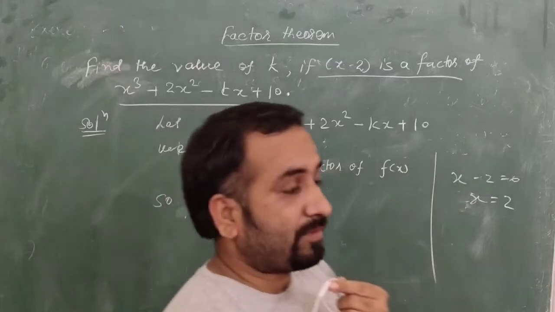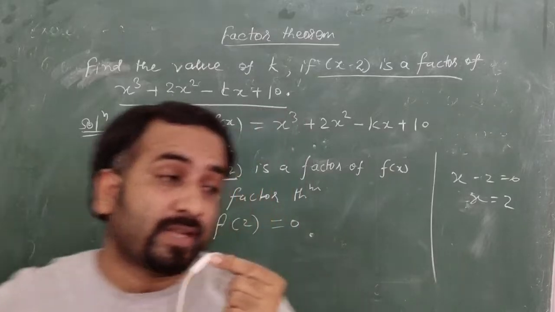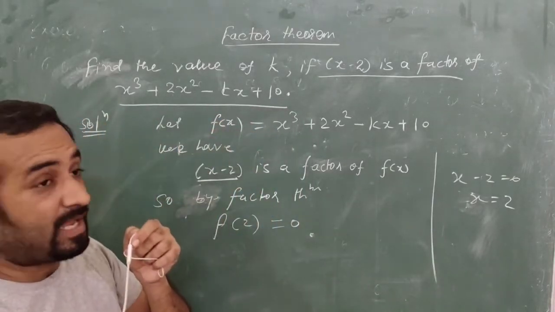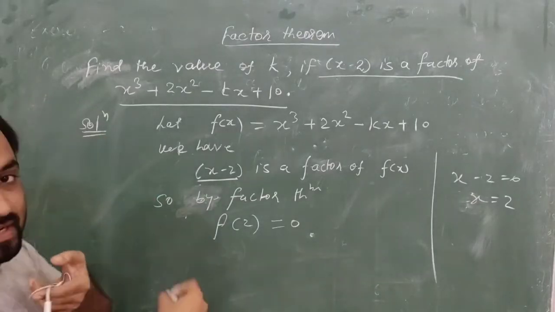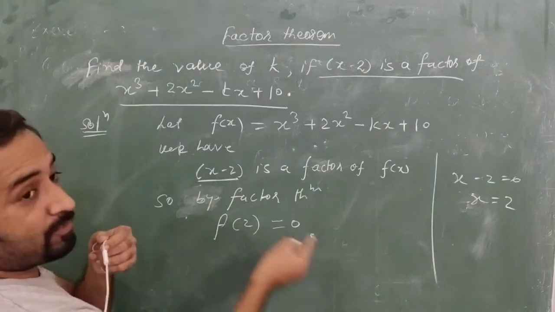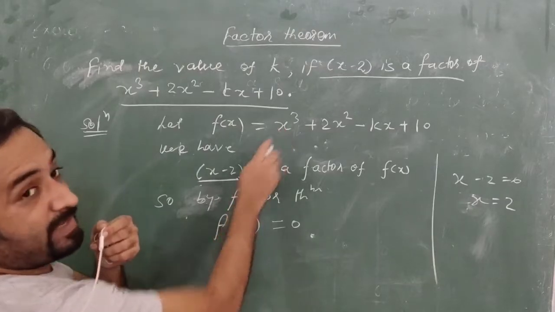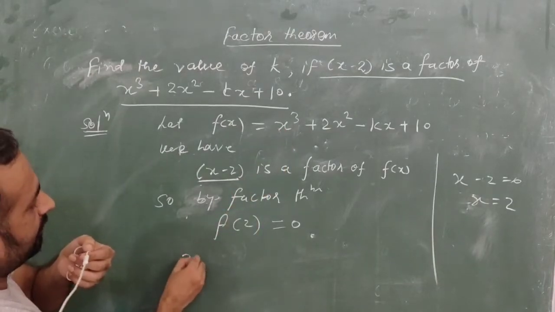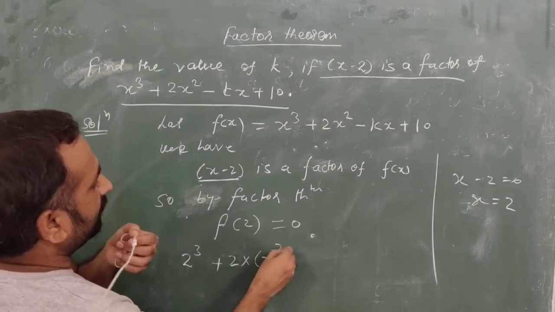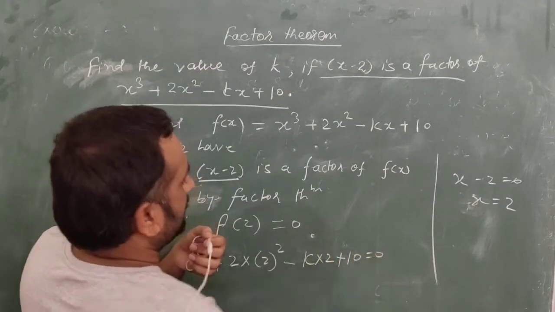What is the theorem? The factor theorem: if x minus a is a factor of f(x), then f of a is equal to 0. So here x minus 2 is a factor of this f(x), that means f of 2 is equal to 0. You can write it directly or in this method. Now we will put 2 in place of x, so this will be 2 to the power 3 plus 2 into 2 to the power 2 minus k into 2 plus 10 is equal to 0.